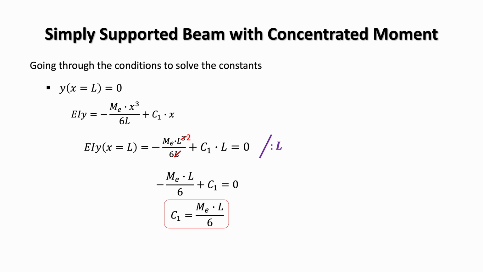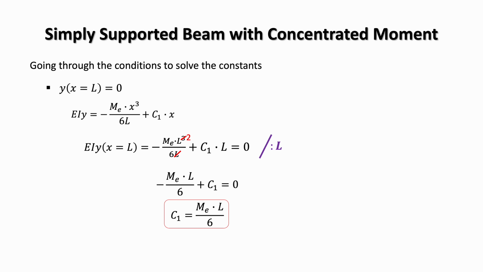We now apply the second boundary condition at the right-hand support B. Because the beam is simply supported, we know that the vertical deflection when x equals L, so when we're at point B, has to be 0. So once again, we start with that reduced equation for EIy, and then we substitute x equals L. You can see here that this replaces x cubed with L cubed and x with L. We can divide both sides by L and then isolate c1. And as you can see on the slide, we remain with c1 equaling ME times L over 6.